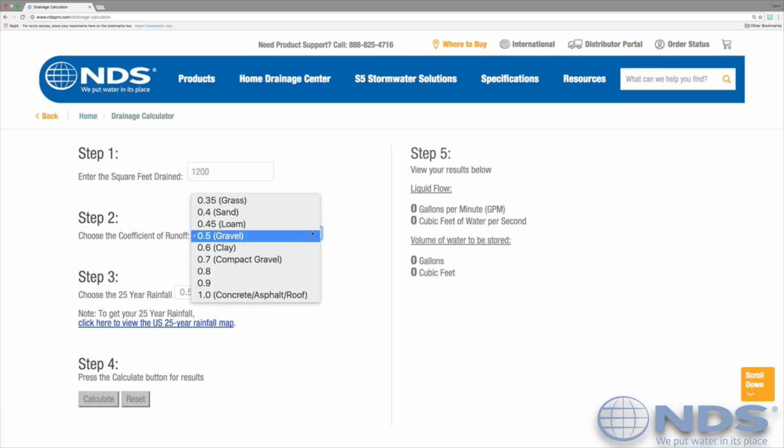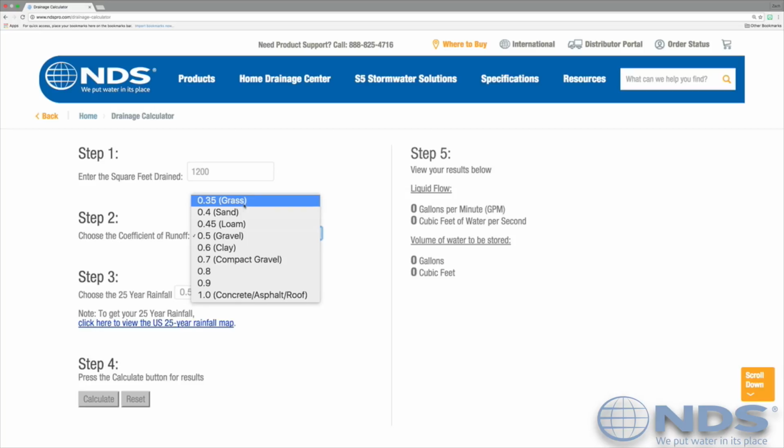The calculator helps you out by listing surfaces for each runoff coefficient. For instance, 0.6 for clay soil. For impervious surfaces like roofs and concrete, the coefficient will be 1.0. For highly permeable surfaces like grass, the coefficient is 0.35.